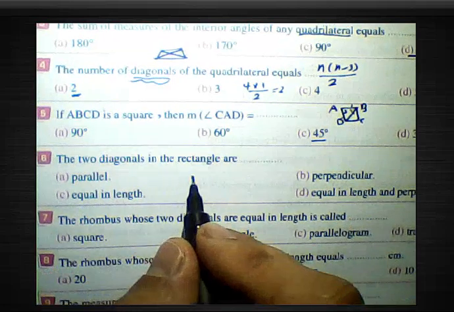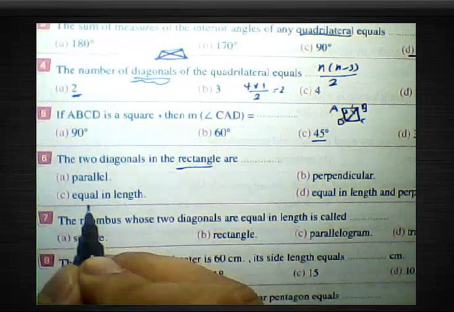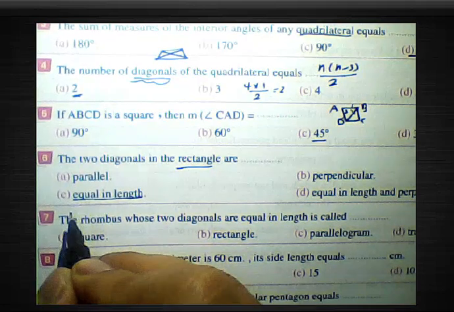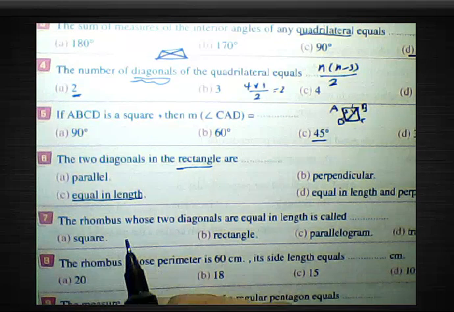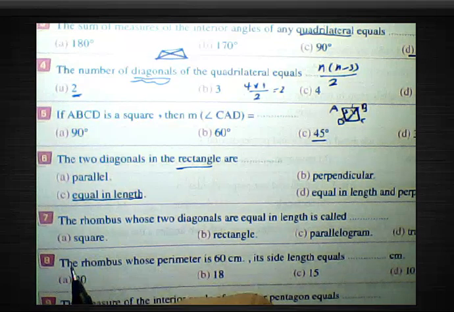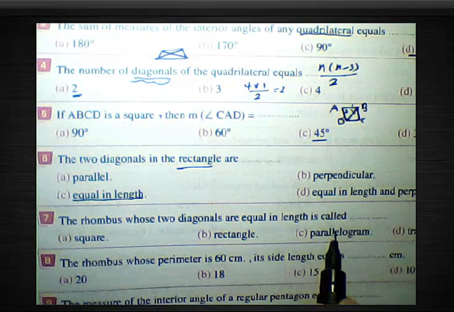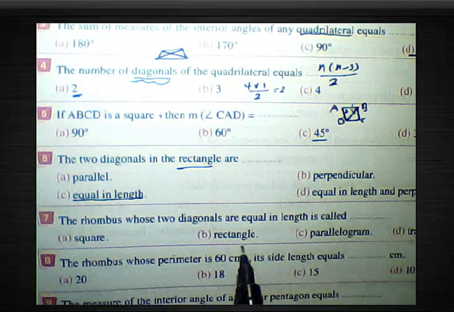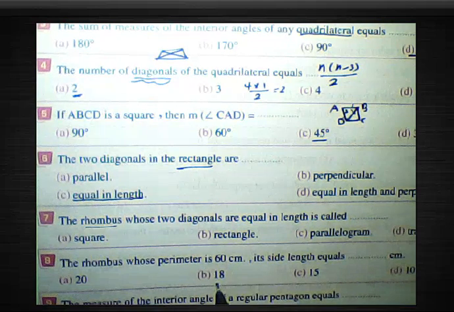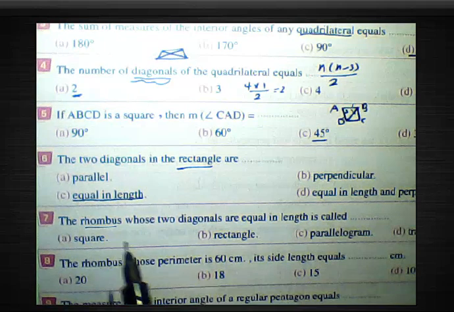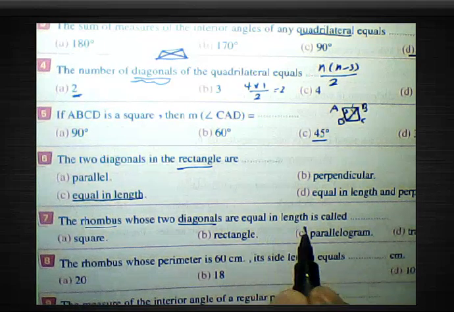The two diagonals in the rectangle are equal in length. But in the rhombus, the two diagonals are perpendicular, and in the square they are equal in length and perpendicular. Question 7. The rhombus whose two diagonals are equal in length is called what? The rhombus whose two diagonals are equal in length is called a square.